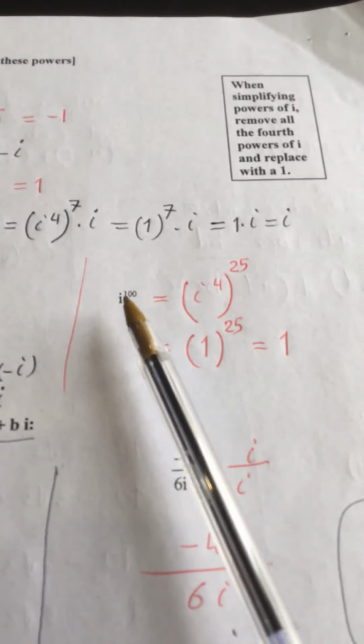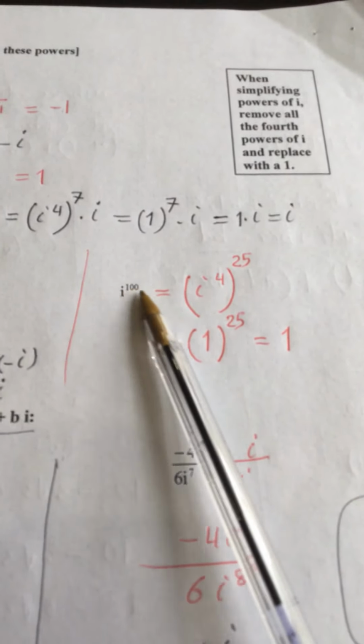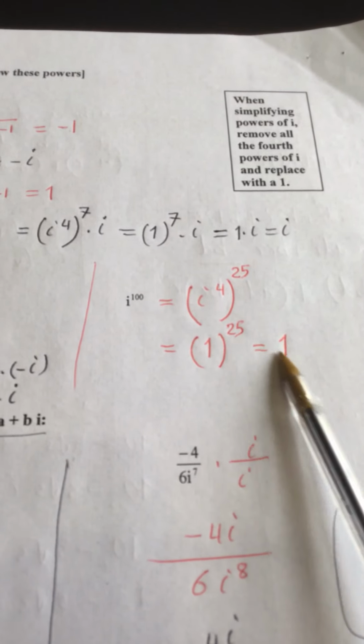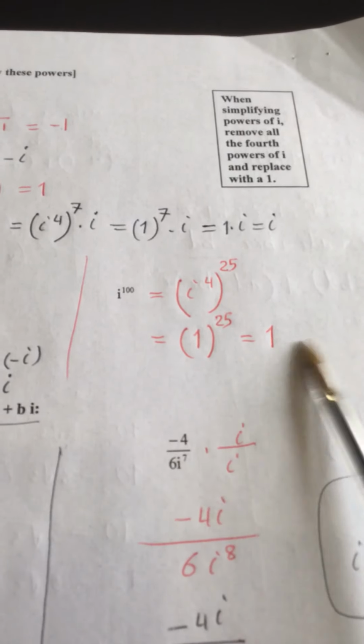Another example. i to the power 100. 100 here is a multiple of 4. So we can rewrite it like i to the power 4 raised to the power 25. i to the power 4 is 1. 1 raised to the power 25 is 1. So 1 times 1 times 1, 25 times, is equal to 1.